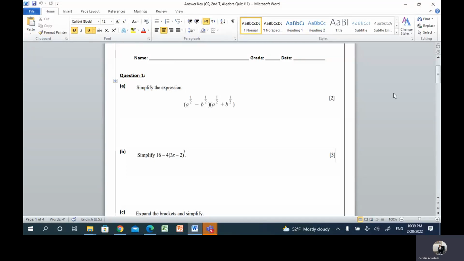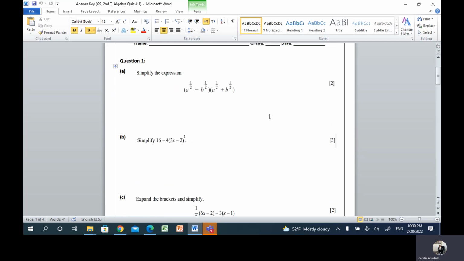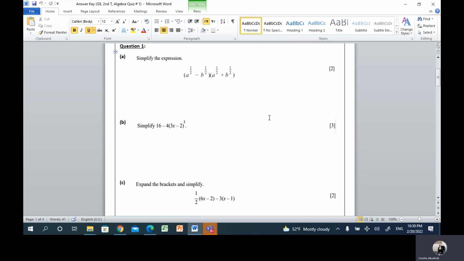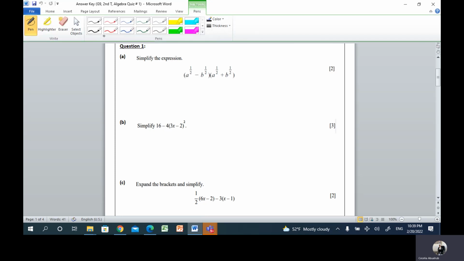And once again tonight we are going to discuss general algebraic skills, and in this one I'm going to focus further on expanding and simplifying expressions as well as factorizing. So let's start with the first one that we have in hand.